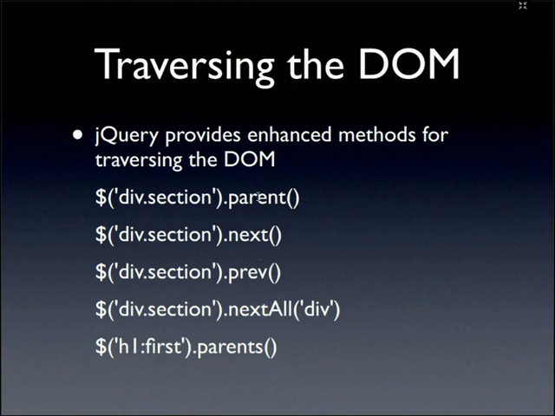And the nice part of this is that they work also on collections. So if this jQuery selector, this first part, finds five divs, five elements, because there are five divs with class equal to section, if you call parent, it will return you five elements, which are the five parents of each of the five divs. So the method applies to a collection and returns a collection. And so you can do pretty sophisticated things.